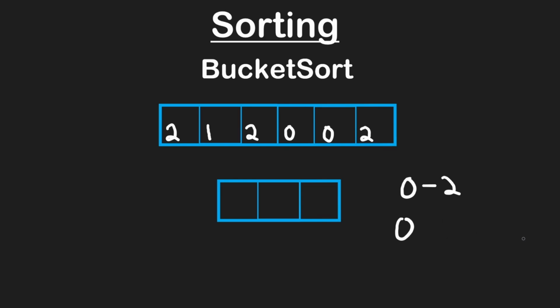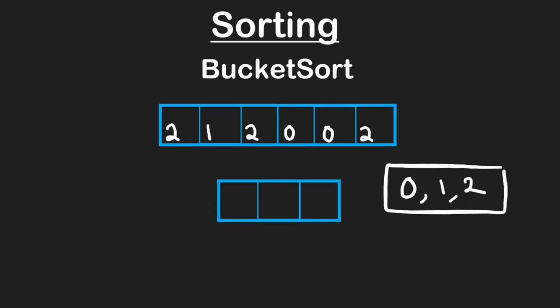Back to our example. We have this constraint, so we can use bucket sort. So what are we going to do? Well, for every single value in our range, in this case a 0, a 1, and a 2, we're going to create a bucket for every single value. That's where the name bucket sort comes from. So for 0, we're going to have a bucket. For 1, we're going to have a bucket. And for 2, we're going to have a bucket.